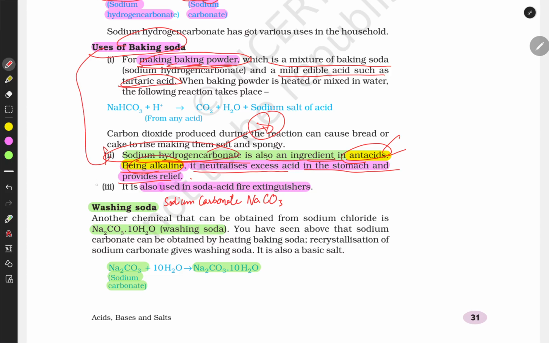Baking soda is also used in the soda acid fire extinguisher.